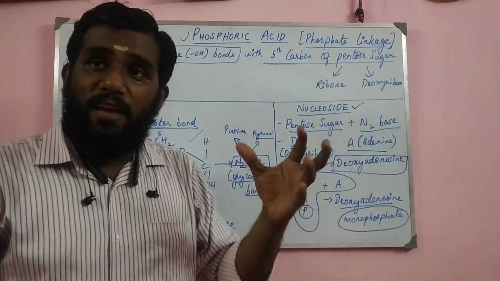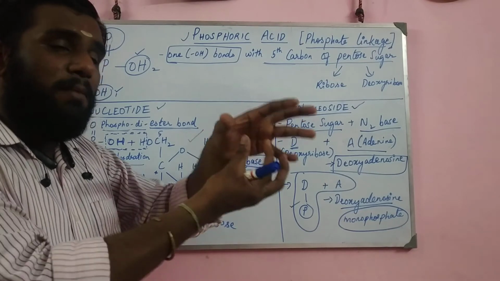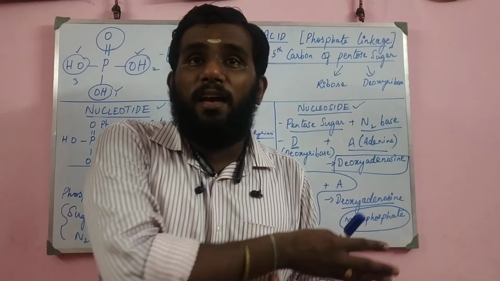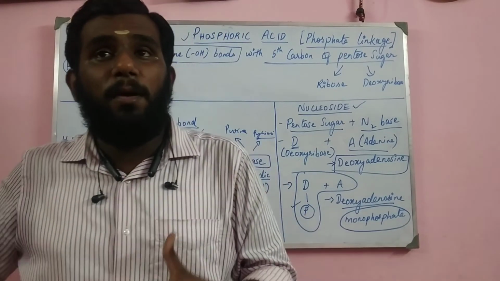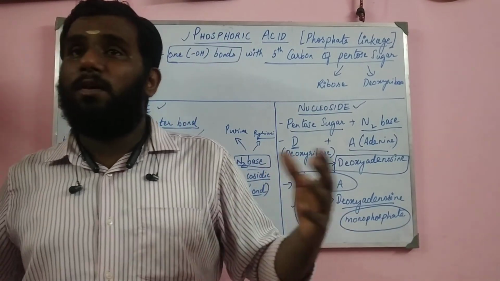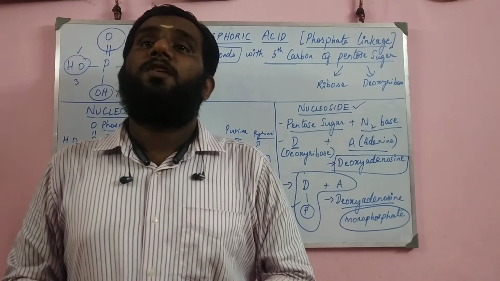And a nucleoside is the same as the nucleotide, the only difference is it does not have a phosphate linkage. If I add a phosphate linkage to a nucleoside, it becomes a nucleotide. So a series of nucleosides connected with phosphate in the middle is actually a nucleotide, and the series of nucleotides together is what is called a nucleic acid.